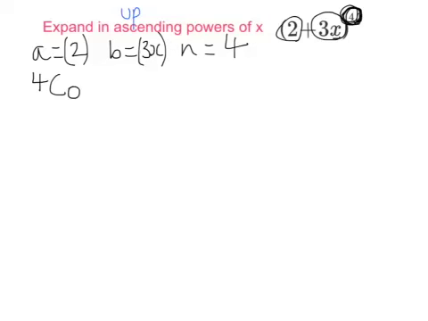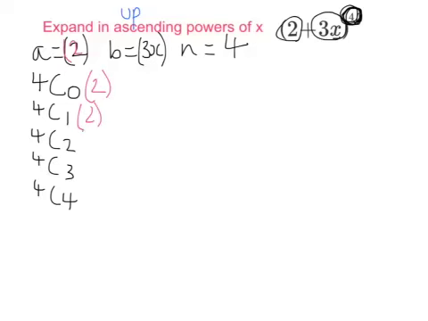and that sets me off. Now the next thing I'm going to do is go down in order. 4 choose 1, 4 choose 2, 4 choose 3, and 4 choose 4. So those are all the coefficients gone in. Next up, I'm going to put the a's in. Now notice the a here is a 2. So I'm going to put the 2's in. They're going in with a bracket like so.